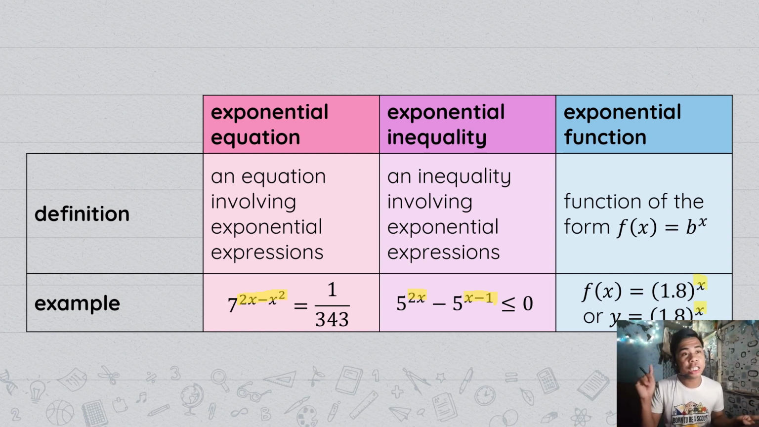But if the exponent contains a variable, maybe it's x or y or whatever variable we can name or label, therefore it's an exponential expression. And if it involves an equation, there's an equal sign there, it's an exponential equation. The clue there is the variable is present in our exponent.